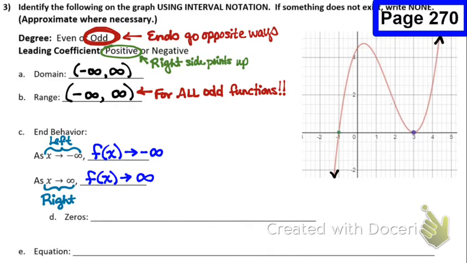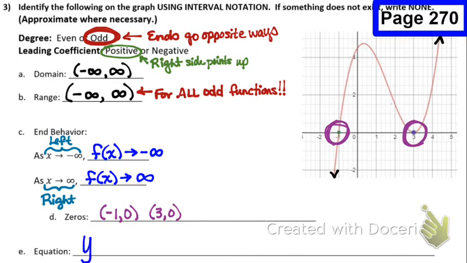How many zeros are there? 3. Where are they? -1, 0, and 3. So how many factors are we going to have? 3. Let's write this possible equation, and we're going to find a problem that happens here. We're going to talk about how to fix it. So we haven't done anything wrong.